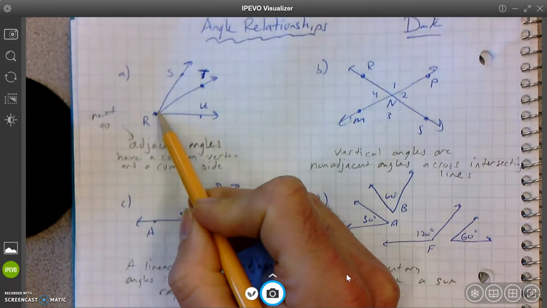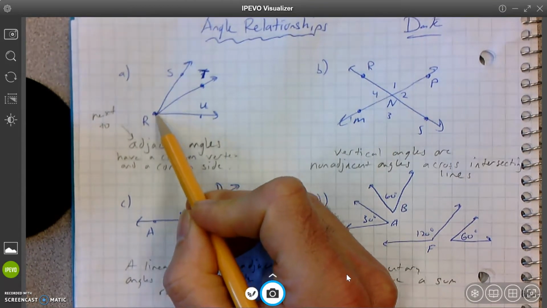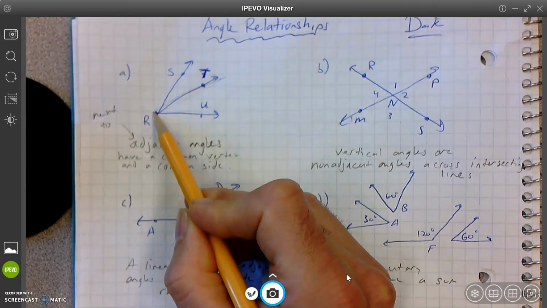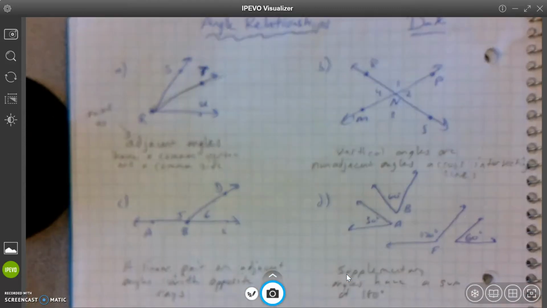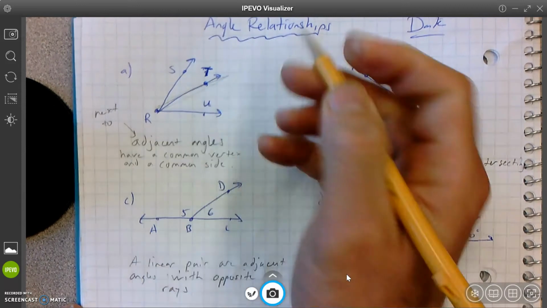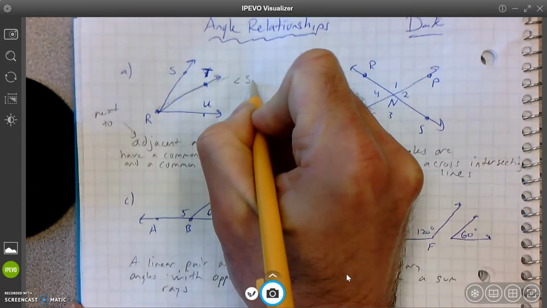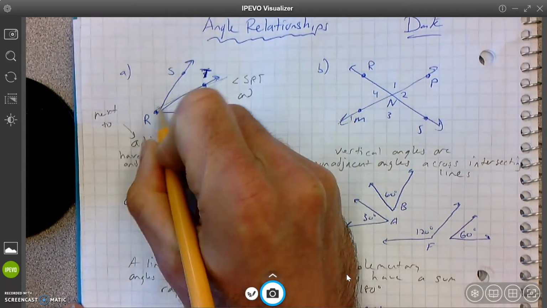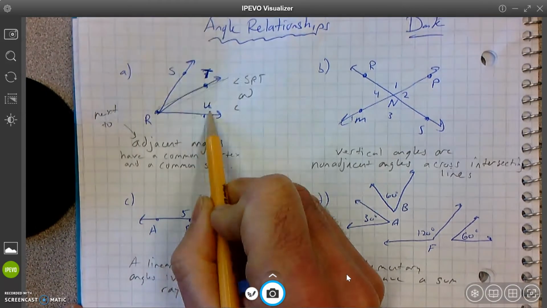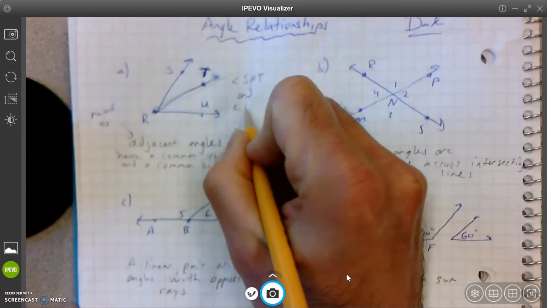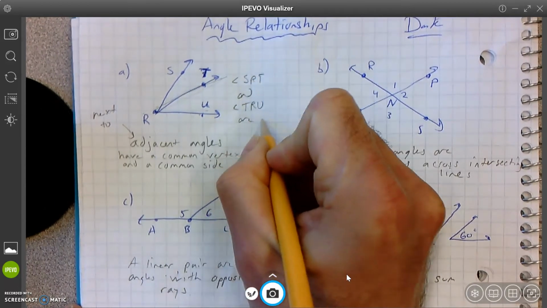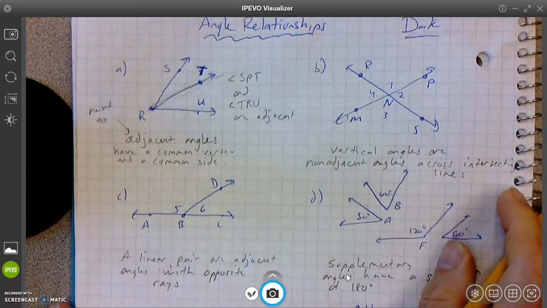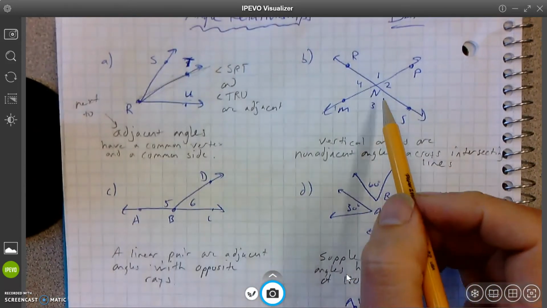They have a common vertex, so here's the vertex R, and a common side. So this ray RT is shared by this angle and this angle. So angle SRT and angle TRU, or you could say URT, are adjacent. They're next to each other. They share that vertex and they share that side. Bam.